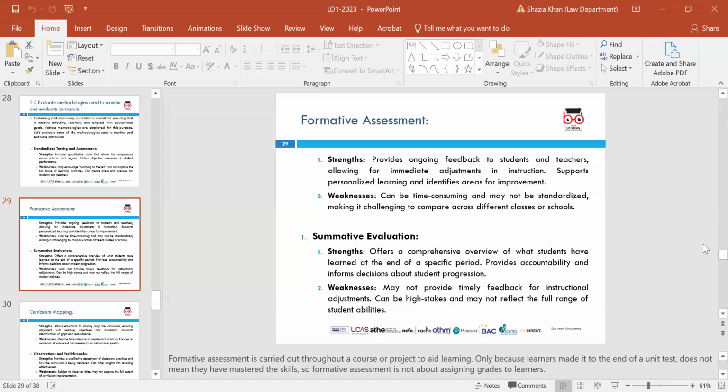The strength of summative evaluation is that it offers a comprehensive overview of what students have learned at the end of a specific period, and it provides accountability and informs decisions about student progression. The weakness is it may not provide timely feedback for instructional adjustments and can be high stakes and may not reflect the full range of students' abilities.